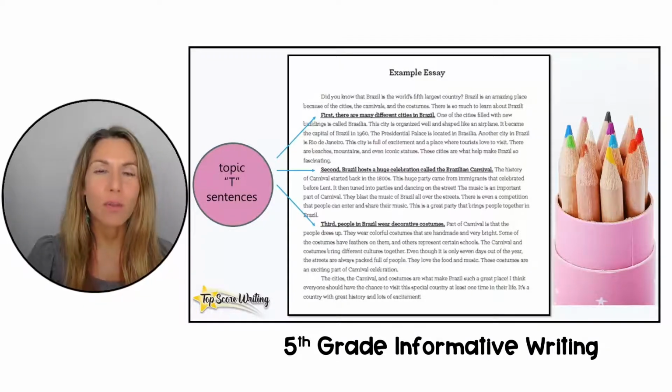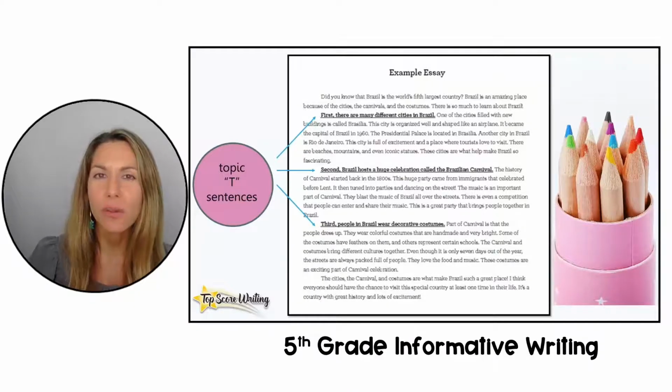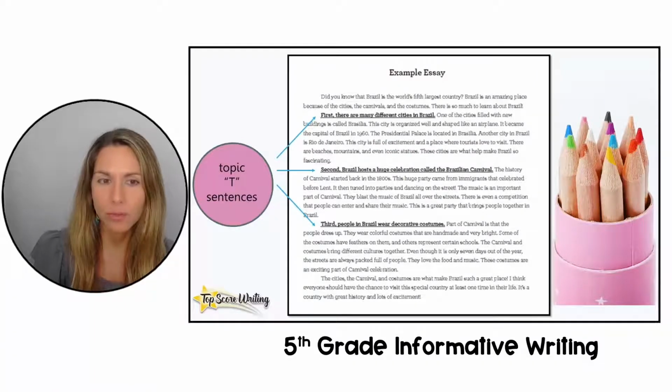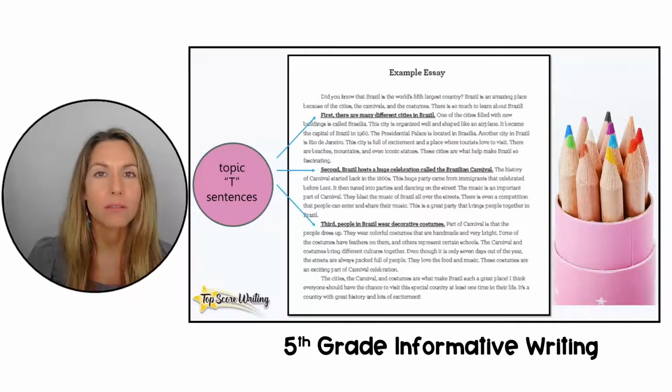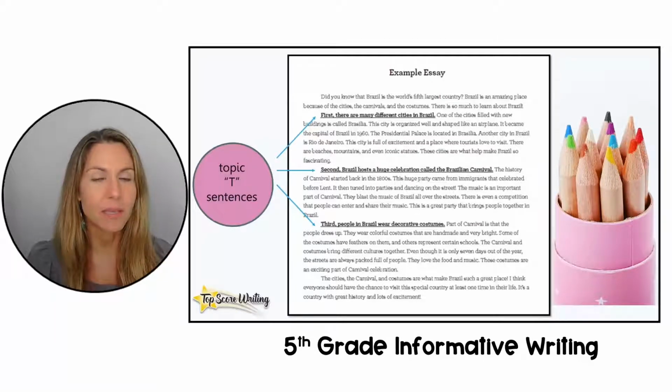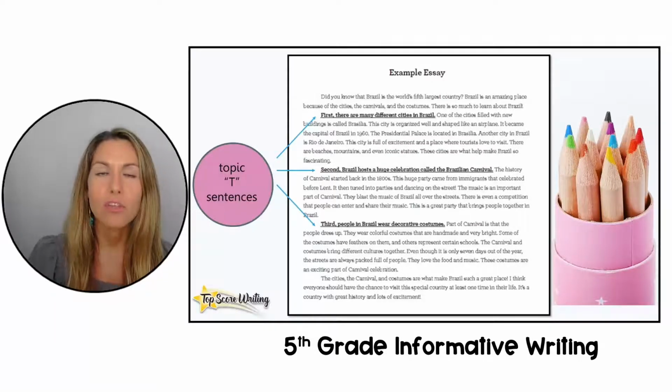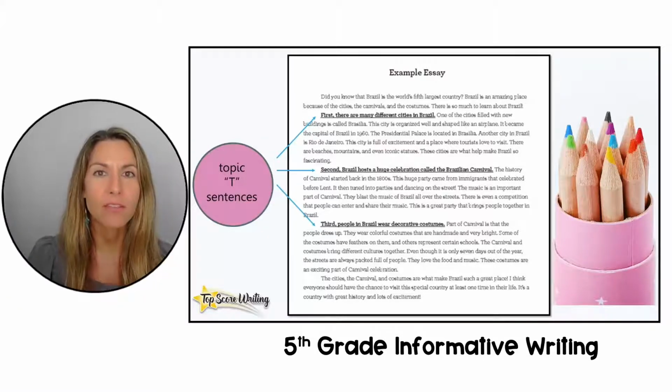So if someone was going to read just the topic sentences, they would know what each paragraph was about. I know T1 is going to be about different cities. I know T2 is going to be about Carnival. I know T3 is going to be about costumes. So the topic sentences let your reader know what that paragraph is going to be about.